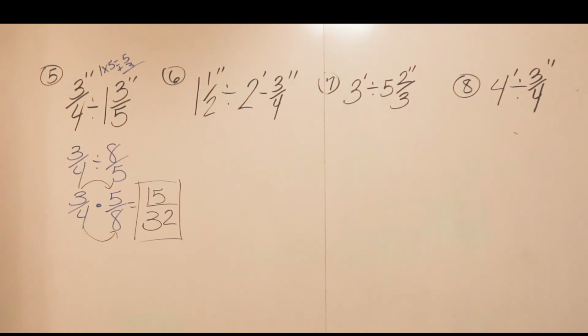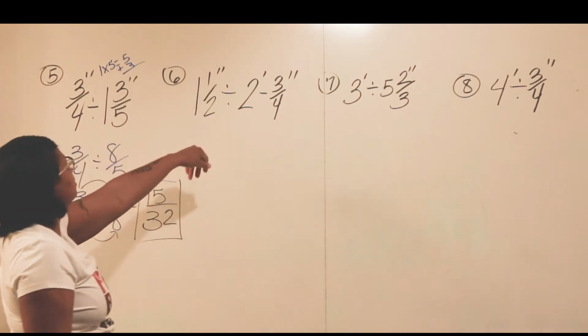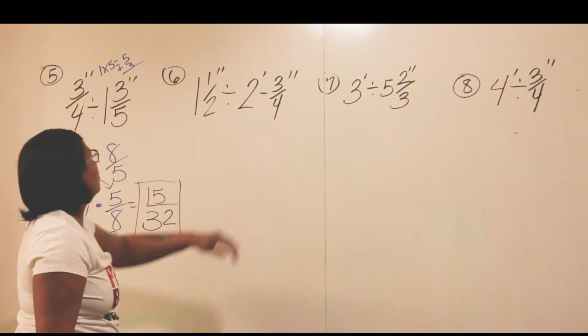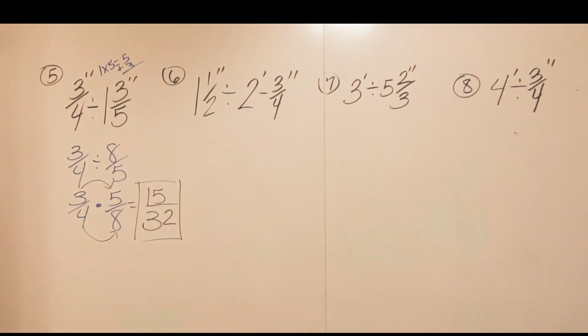All right. Let's look at number 6. We got 1 1/2 inches, that's a mixed number, again, which consists of a whole number of inches and a fraction, divided by 2 feet 3/4 inches. What's the first thing we need to do? We got that mixed number. What do we do with it?